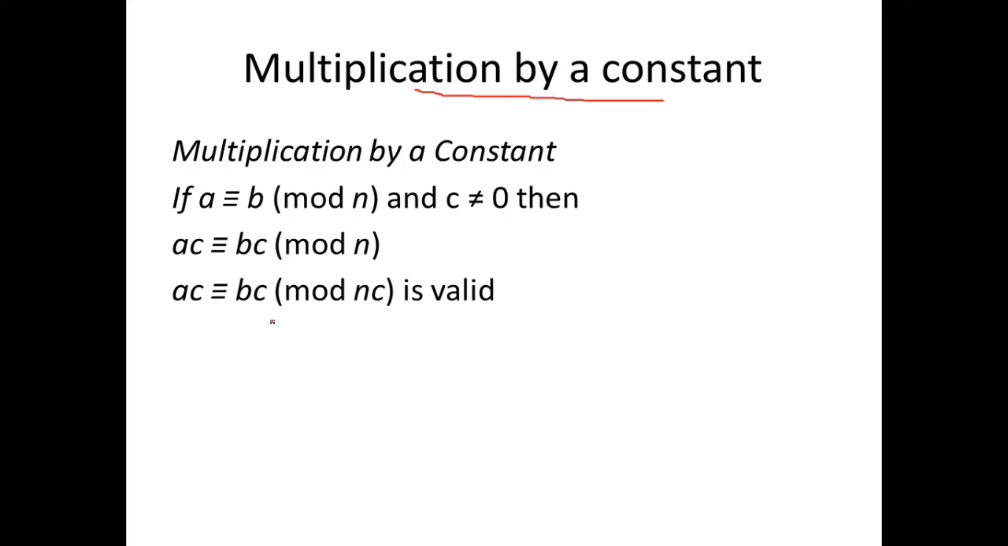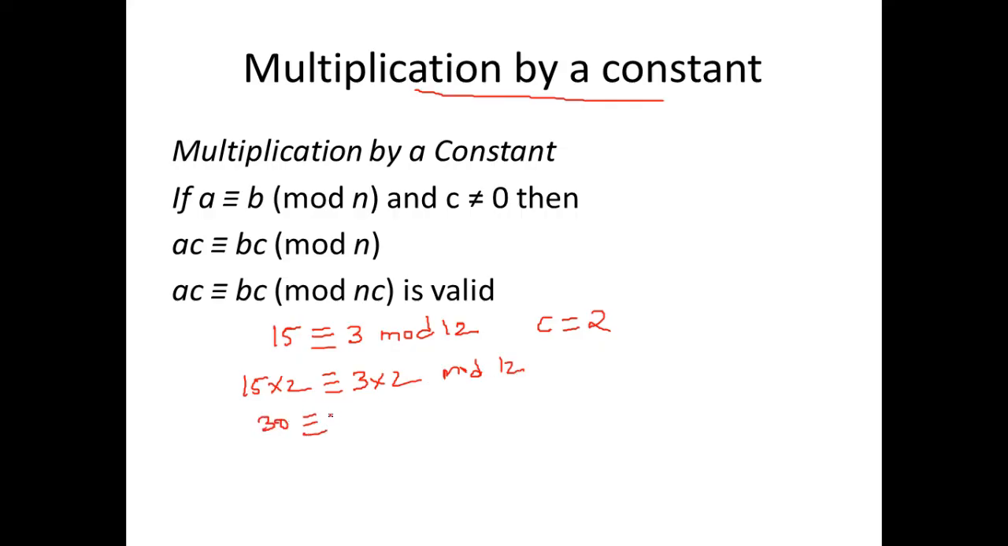We can verify this. We'll take our famous example. 15 is congruent to 3 mod 12, right? So let's assume C to be 2. Now we can multiply C on both sides. So it's 15 into 2 is congruent to 3 into 2 mod 12. So what is 15 into 2? 30 is congruent to 6 mod 12. So you can very well verify it like this.